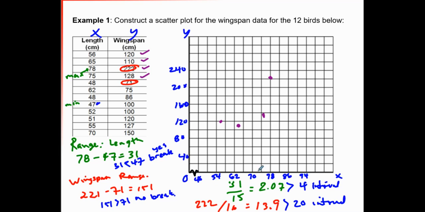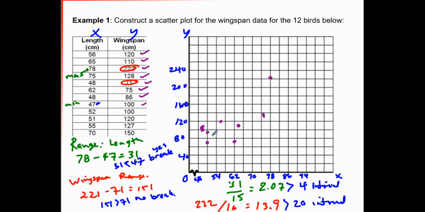There we go. 48 and 71. 62 and 75. 48 and 86. 48 and 86. And 47 and 100. Oh, that 100 would be right in between. Very good. Okay. 52 and 100.